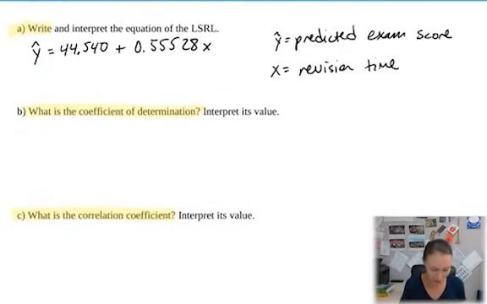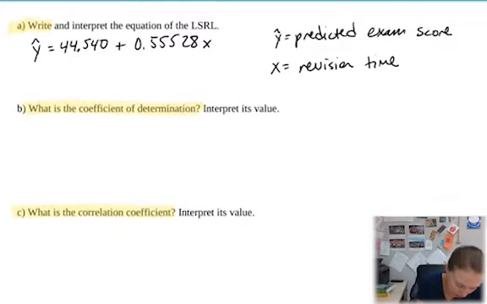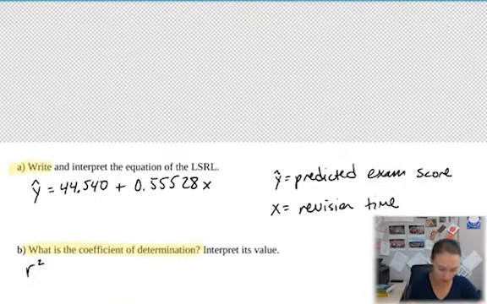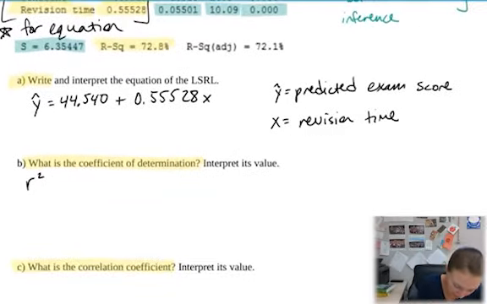Okay. And then the coefficient of determination. So this is r squared, defined in our notes earlier. This is here. We've got 72.8%.